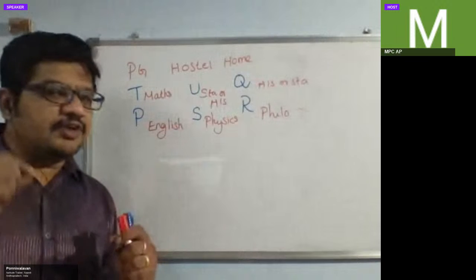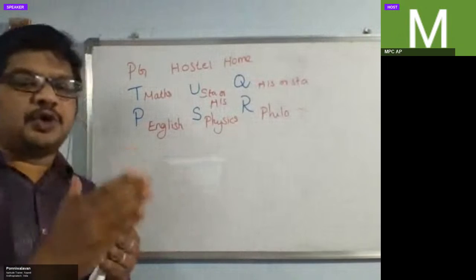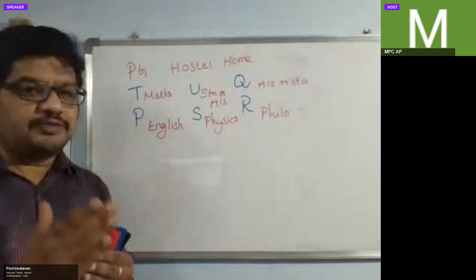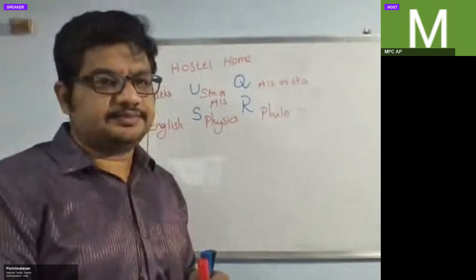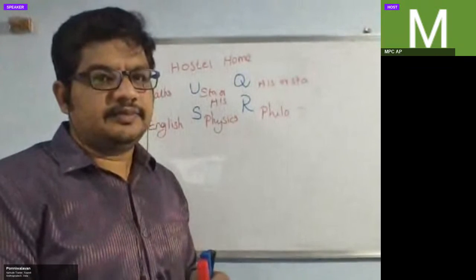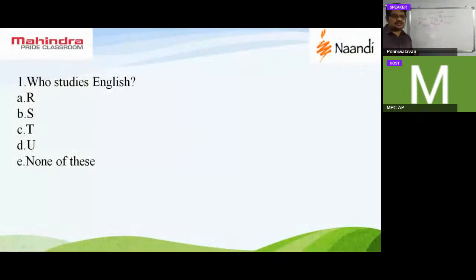So whenever you are not able to get finite information, go with both the options. Now we'll try the questions. Who studies English? Based on the arrangement, tell me who studies English.